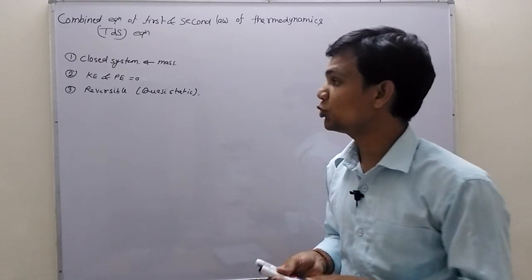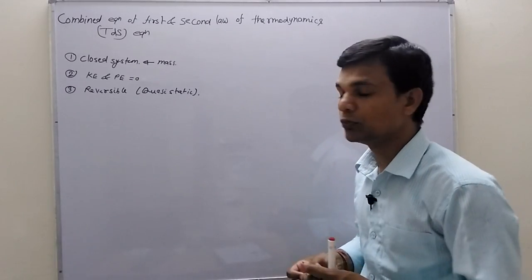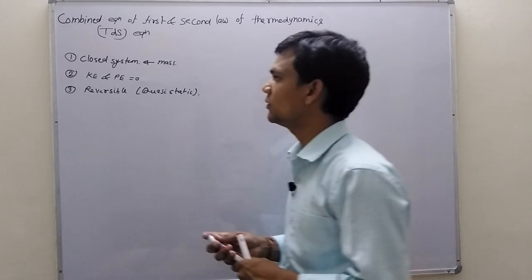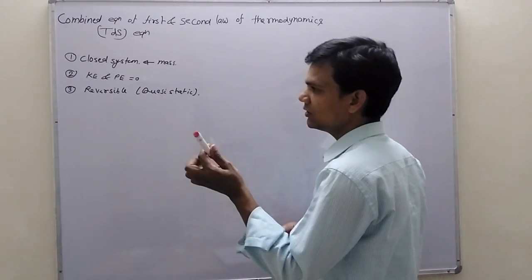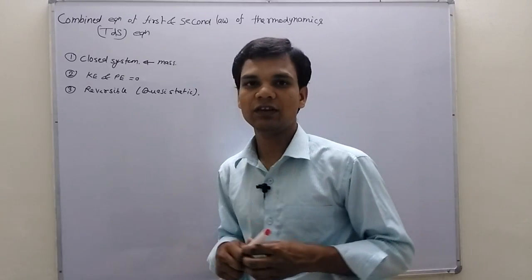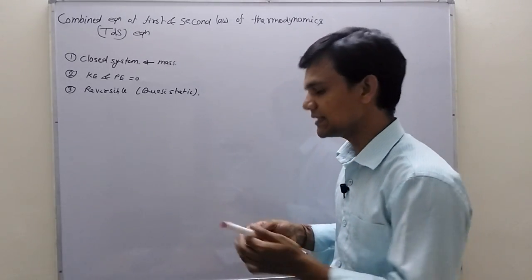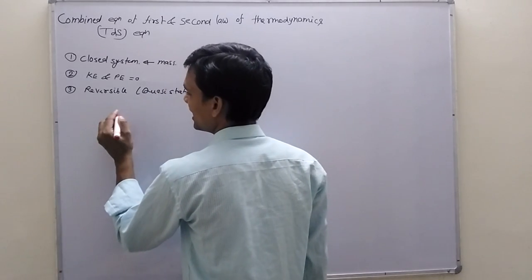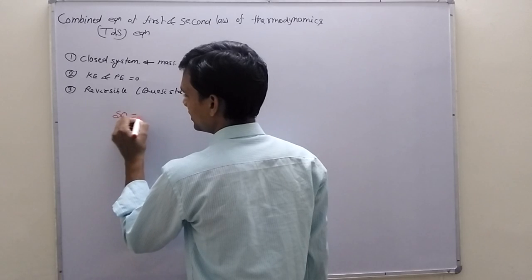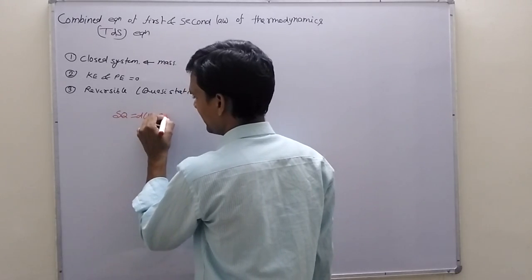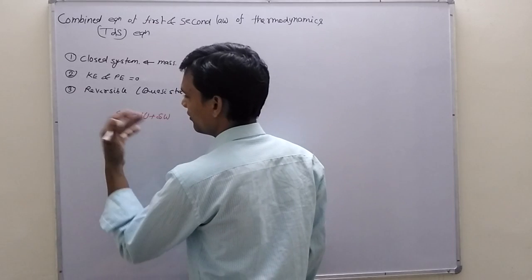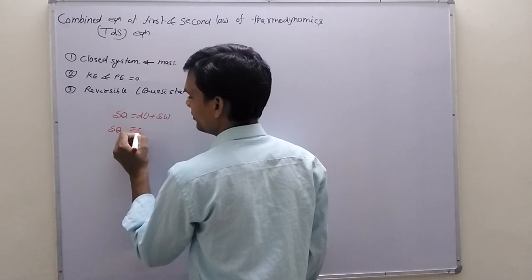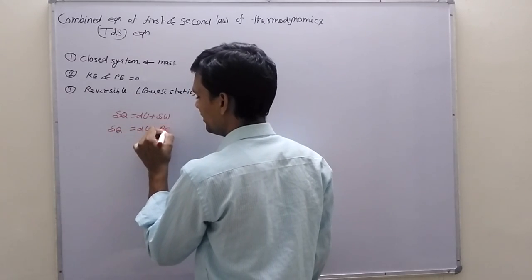Now, to obtain the TdS equation, we require two more equations. The first is the first law of thermodynamics. If you know it, then it is good. If you want to know, you can see my previous lecture related to the first law of thermodynamics. The formula of the first law of thermodynamics is del Q is equal to dU plus del W. Because we assume a closed system, we can also write the work as PdV.